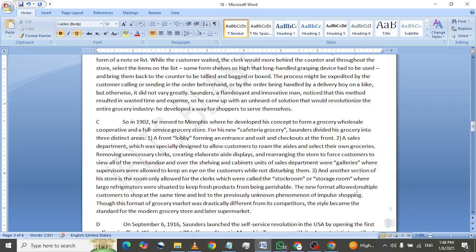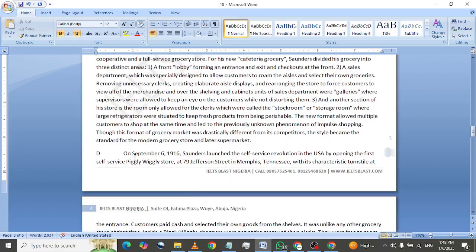Okay, see the way I'm scanning now. Okay, let's check. See, oh, look at it here. Launch. Saunders launched the self-service revolution. Sorry, on September 6, 1916, Saunders launched the self-service revolution in the USA by opening the first self-service Piggly Wiggly shop.